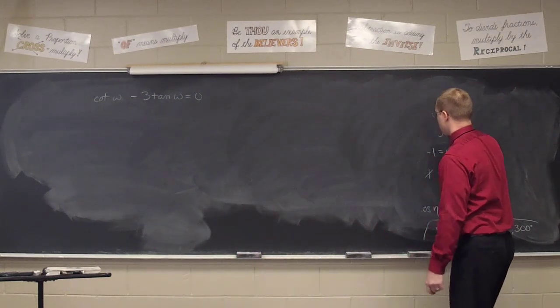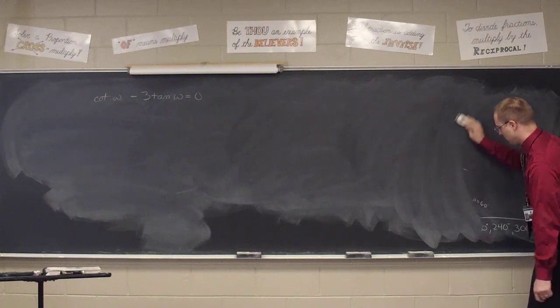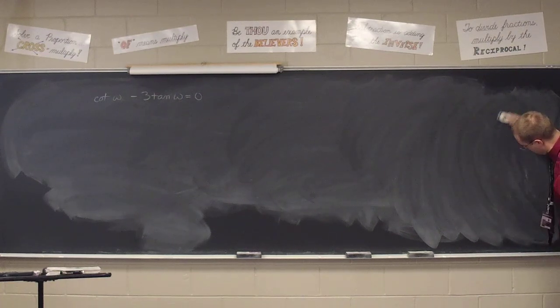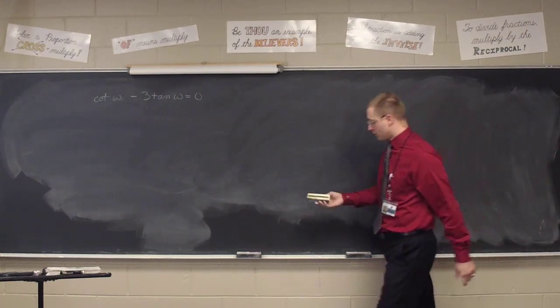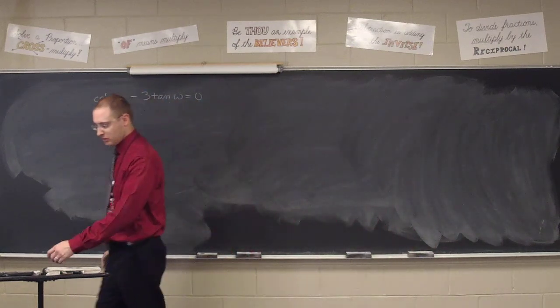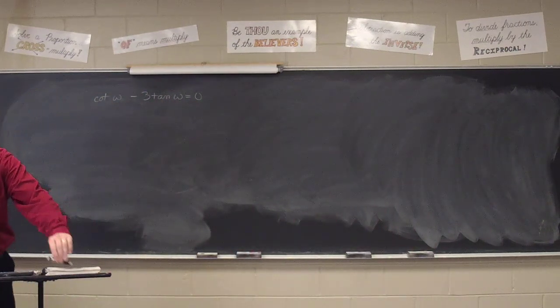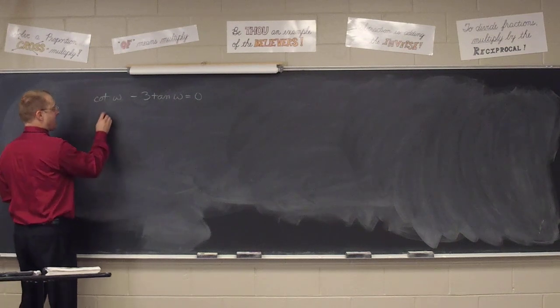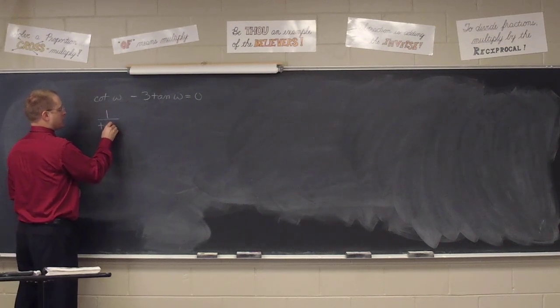Multiple trig functions, what am I supposed to do? It equals 0, and factor. Well, it's already set equal to 0, so let's go ahead and factor. Can't factor. You can't make it factor. But let's use an identity and make the cotangent 1 over tangent omega.